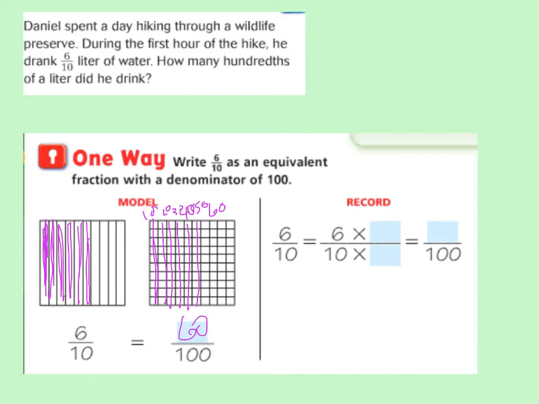So we can do it like this. We can look over here when we multiply. So we think 6/10, okay, 10 times what equals 100? I know that 10 times 10 is equal to 100. So what do I do to the bottom? I have to do to the top. So I multiply the bottom by 10 to get 100. So I can do 6 times 10 and get 60. So 6/10 is equal to 60 hundredths, as you can also see on this model as well.